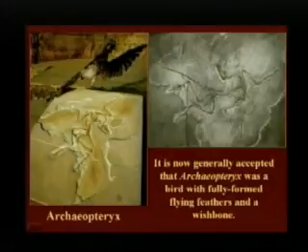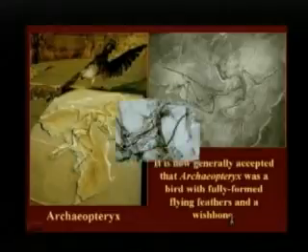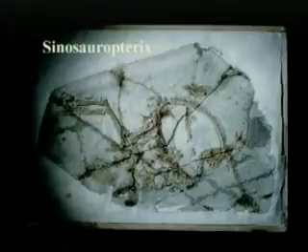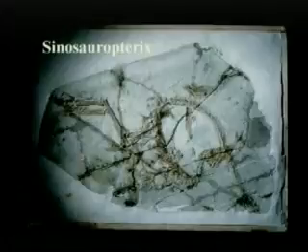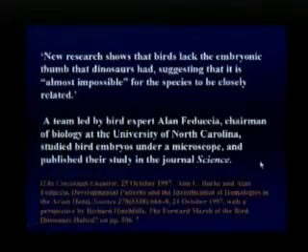Archaeopteryx, a very famous fossil, is now generally accepted to be a bird with fully formed flying feathers and a wishbone. Here is the prime candidate today for the transition. This is Sinosauropteryx, and there is the fossil. And if you look carefully, you'll see these little things over here, which seem to be feather impressions, although they're not very clear as feather impressions at all. And we'll see what the top scientists in the field have to say.